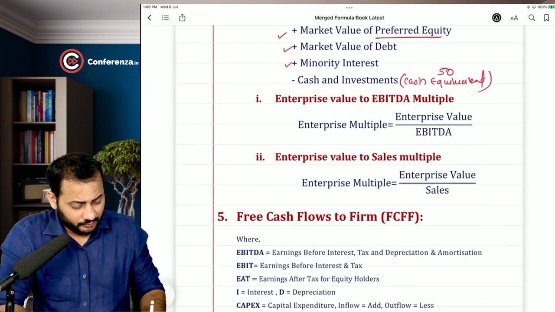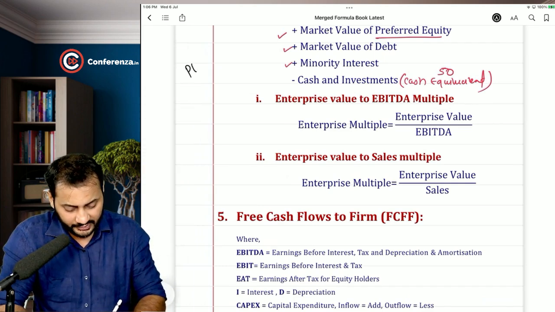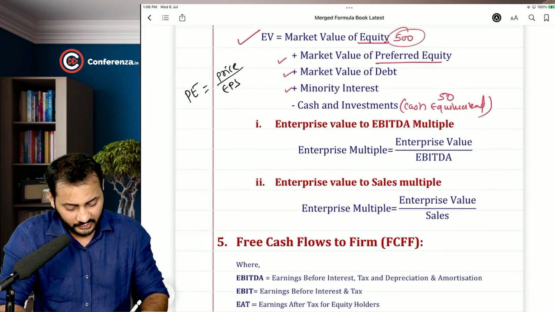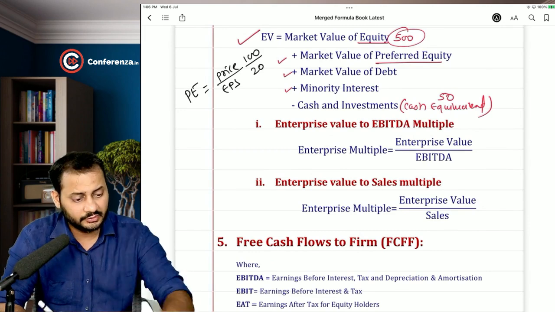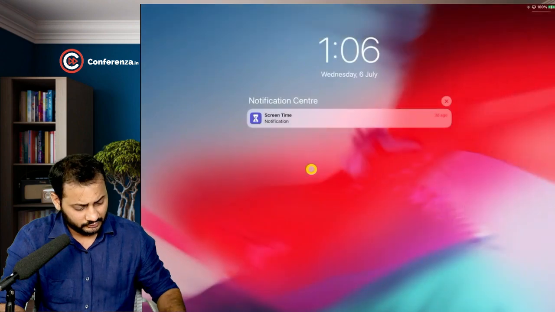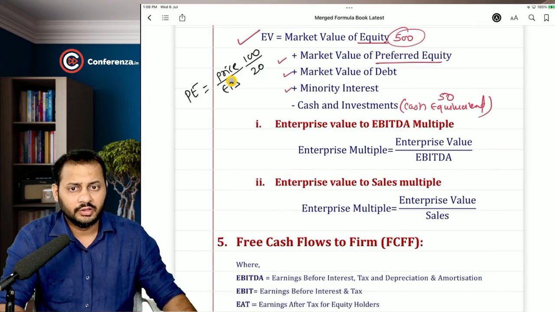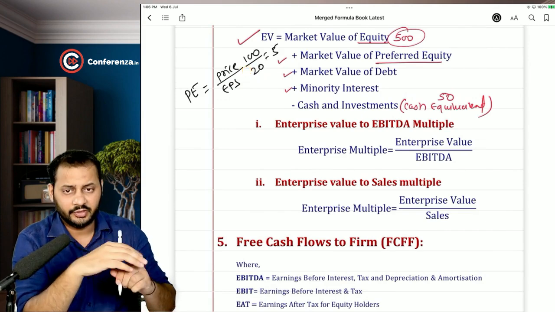Then come two types of multiples. If you remember, one of the famous multiples is the P/E ratio, where the meaning is price divided by EPS. Let's say, for example, 100 rupees is the price and 20 rupees is the EPS. Yeah, we call it, let's say, the P/E ratio comes to 5.